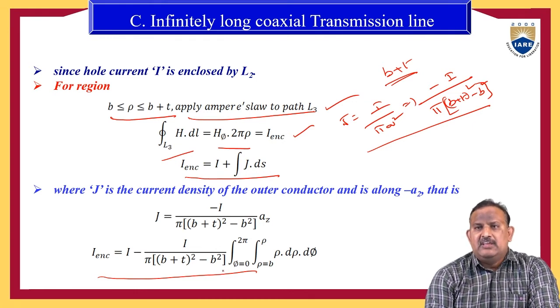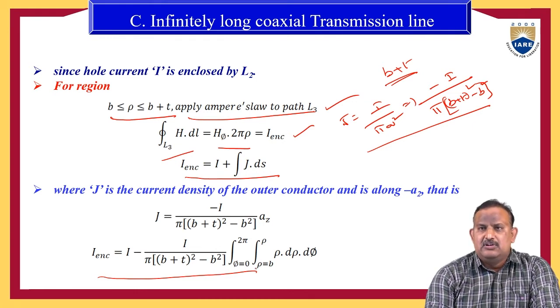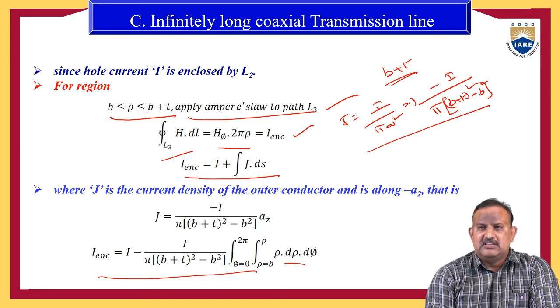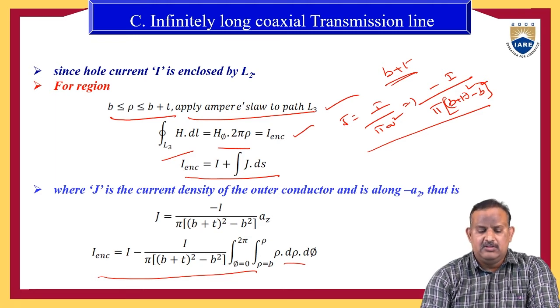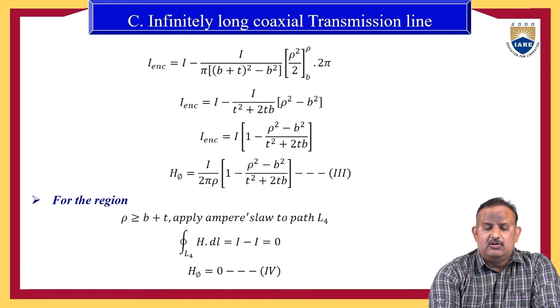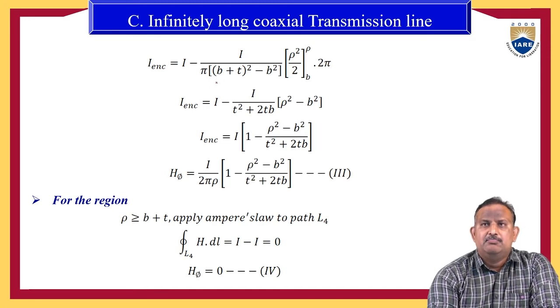integral of phi from 0 to 2 pi, and integral of rho from B to rho, rho d rho d phi. We need to integrate this separately, and here we can simplify the expression. Here I enclosed is equal to I minus I by pi into (B plus T) whole square minus B square, into, if we integrate phi, we have 2 pi. And if we integrate rho, we have rho square by 2 between the limits B to rho.